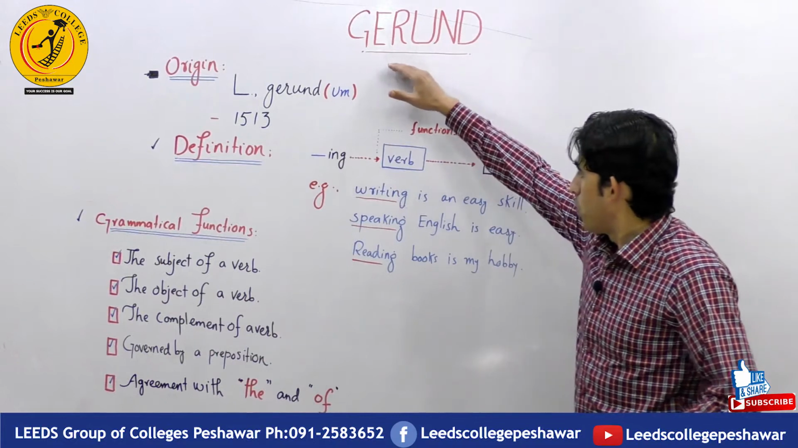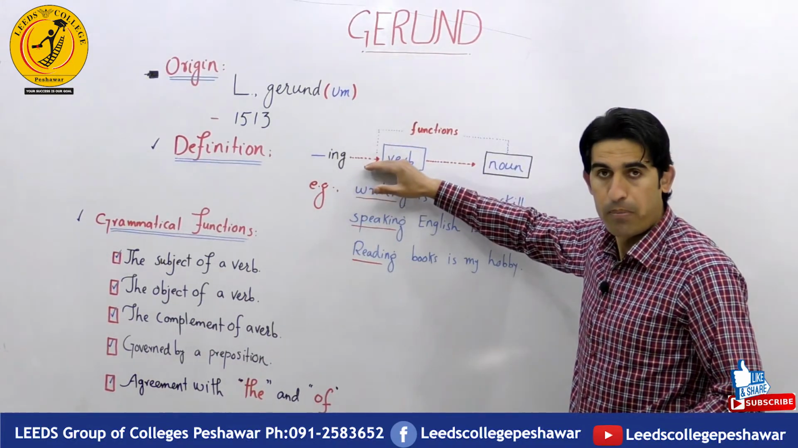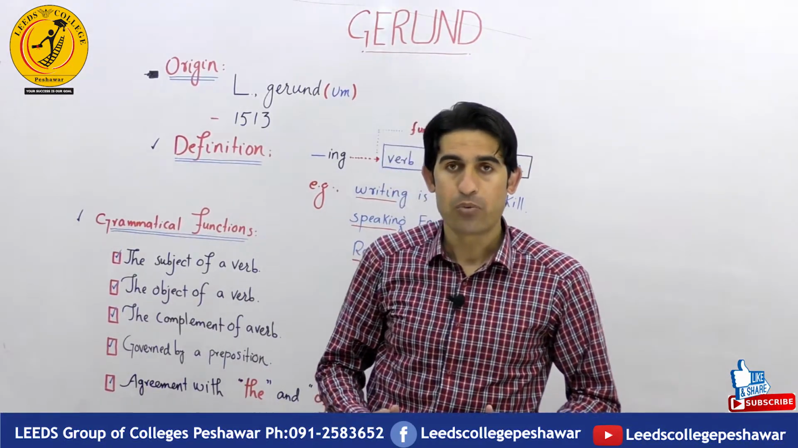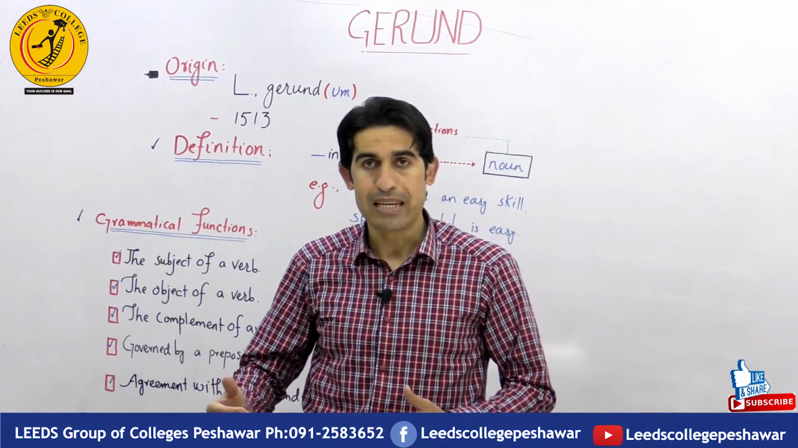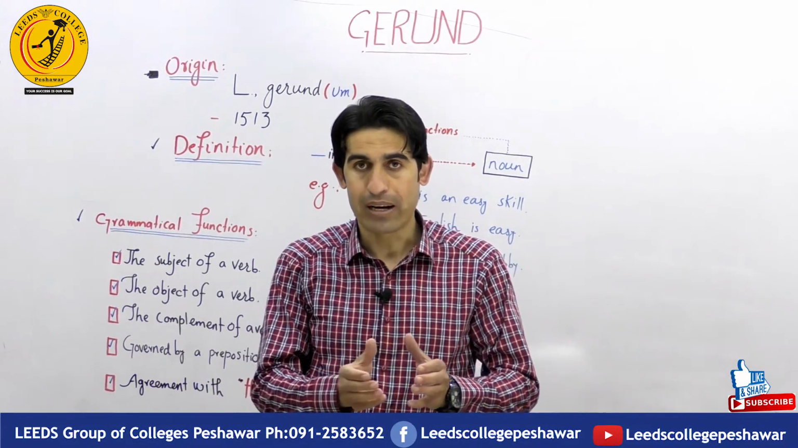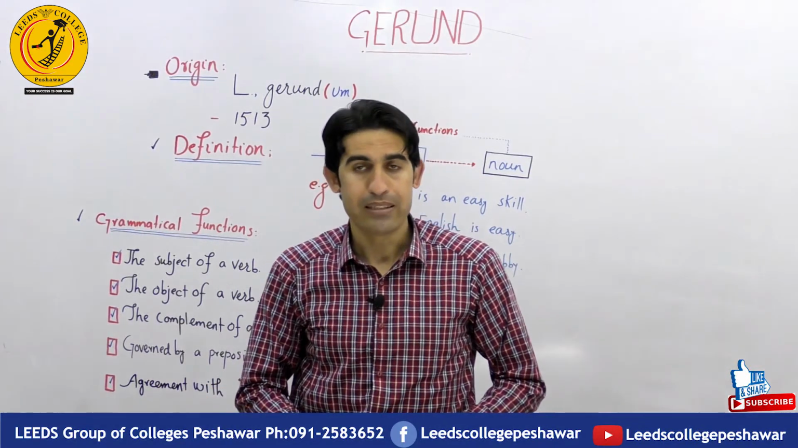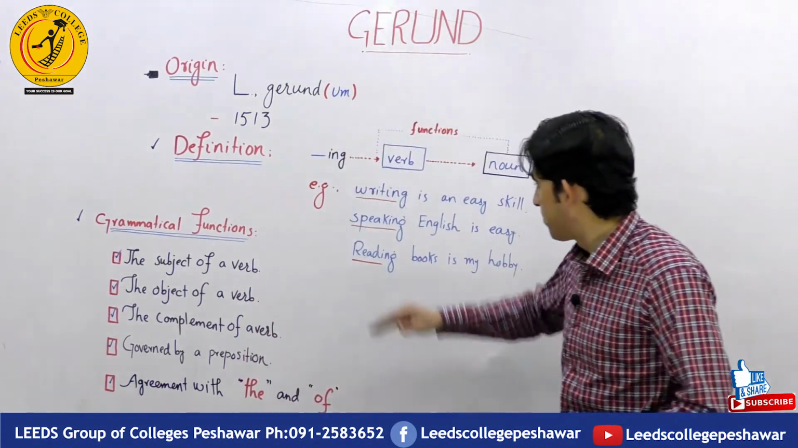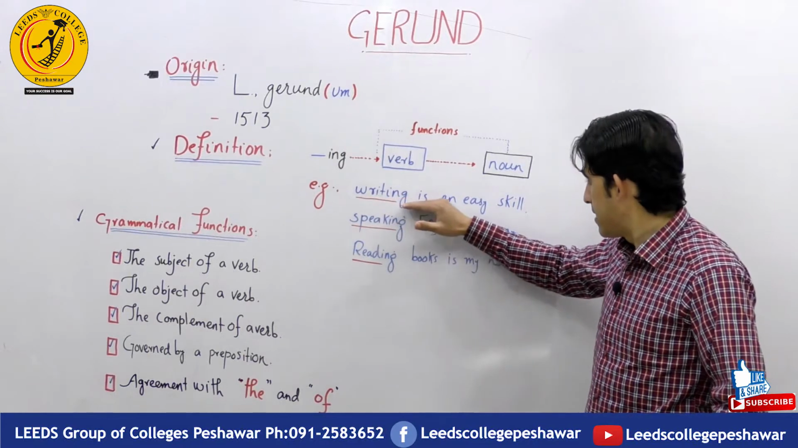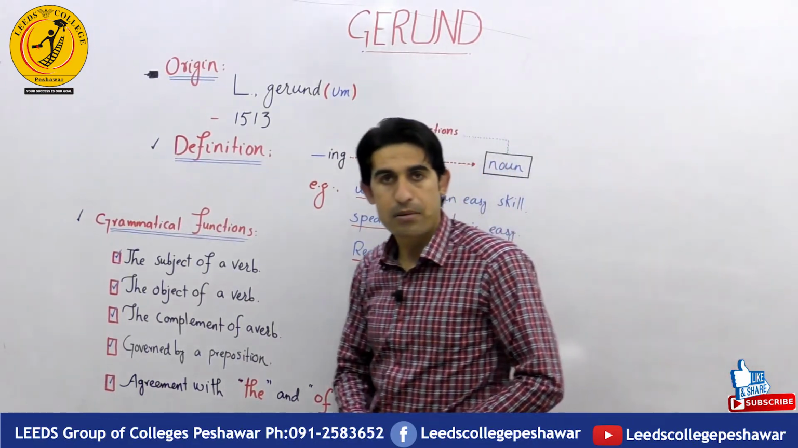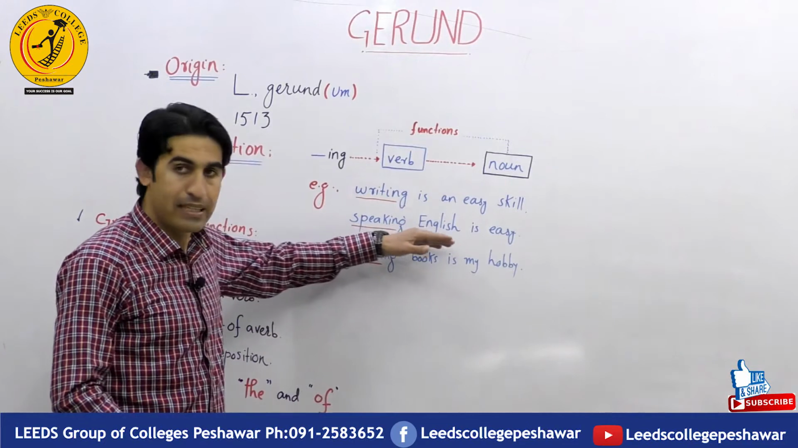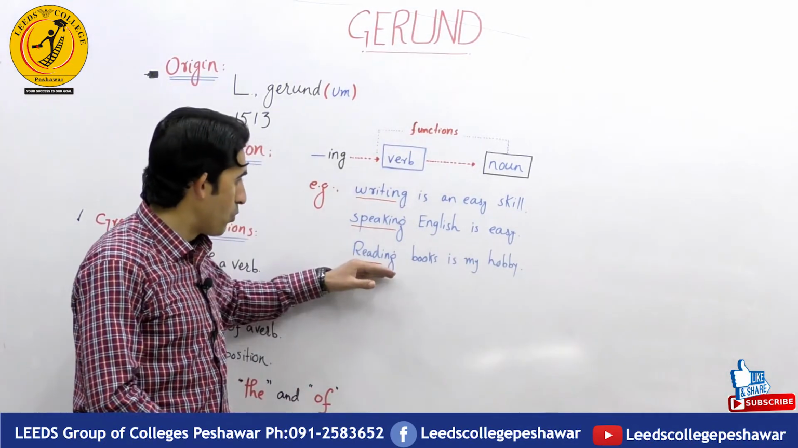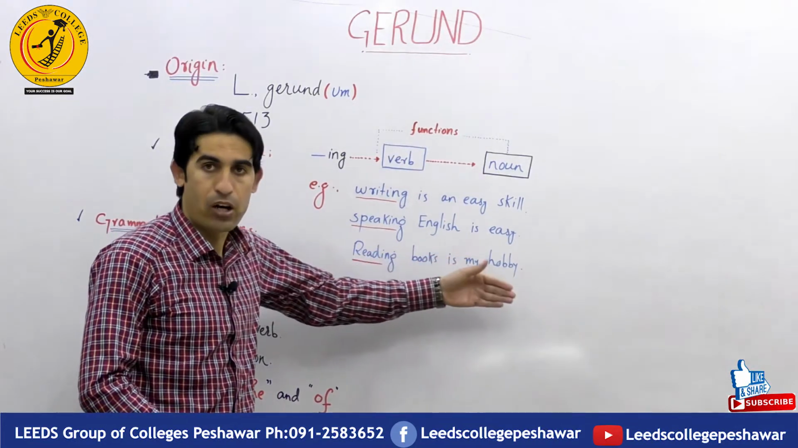Remember that when the ing form of the verb functions as a noun, or simply we can say that when the ing form of the verb is used as a noun in a sentence or in the paragraph, we call that as a gerund. I have listed few cases. Case number one, writing is an easy skill. Case number second is speaking English is easy. And case number third is reading books is my hobby.